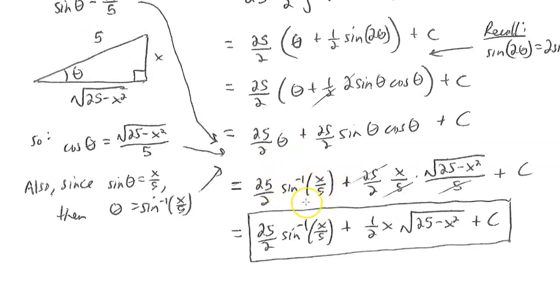So our final answer is this. Notice the 25 and the 5 and the 5 will cancel. But what we have is 25 halves sine inverse of x over 5 plus 1/2 x times the square root of 25 minus x squared plus c. And that's your final answer. So in this case, we do have a trig type function in our final answer. Sometimes that happens because this theta was just theta. It wasn't like tangent theta or sine theta or something.